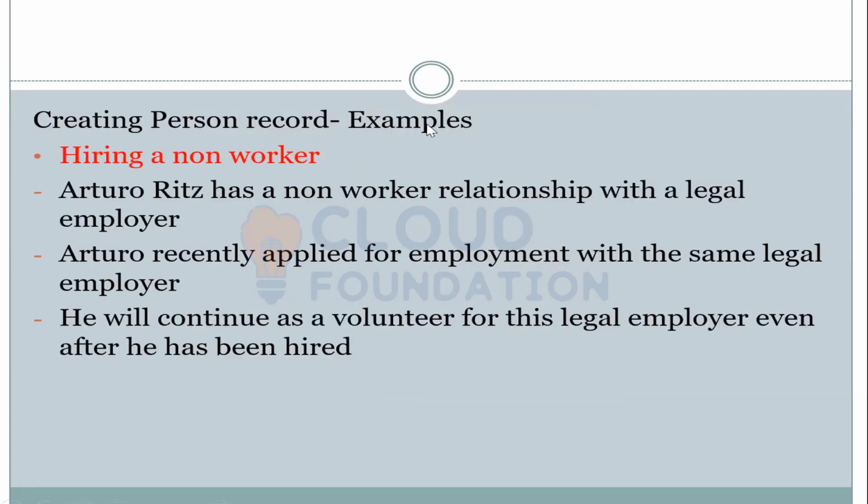Now, creating a person record examples, hiring a non-worker. Oracle hires a non-worker who has a non-worker relationship with the legal employer. One doubt here, in the rehire case, there might be an employee number, right? The old employee number might be there, for sure the employee number will be there.